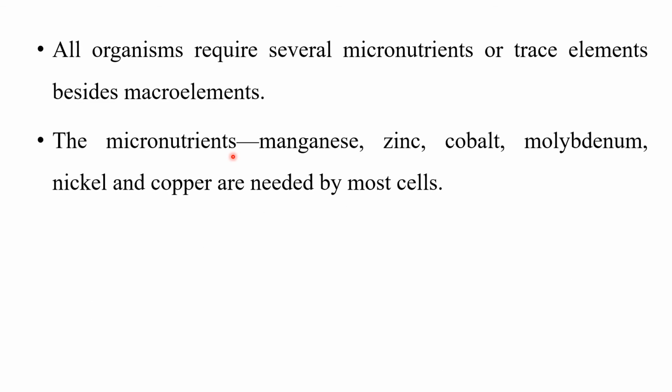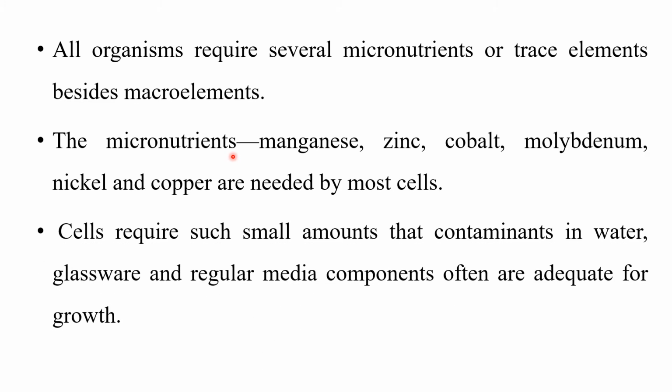So, in addition to these macronutrients, the cell will also require some micronutrients, which are also known as trace elements. Although they are required in smaller quantity, they also play a very important role in the overall growth of microorganisms. Which substances or elements can we call micronutrients? They include manganese, zinc, cobalt, molybdenum, nickel and copper. Although the requirement of these nutrients is small, the cell still requires them for growth.